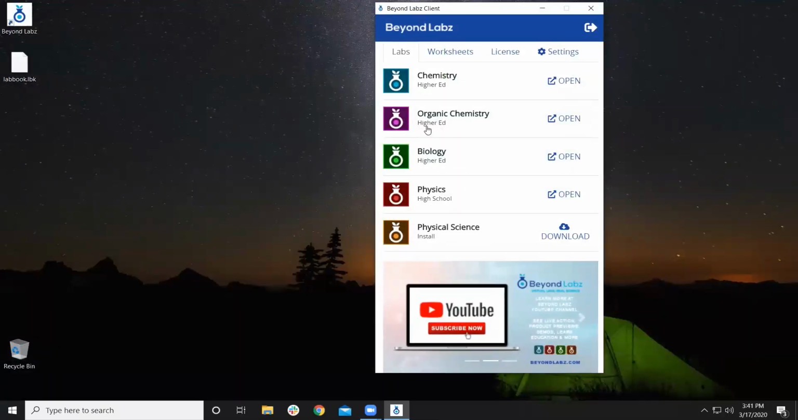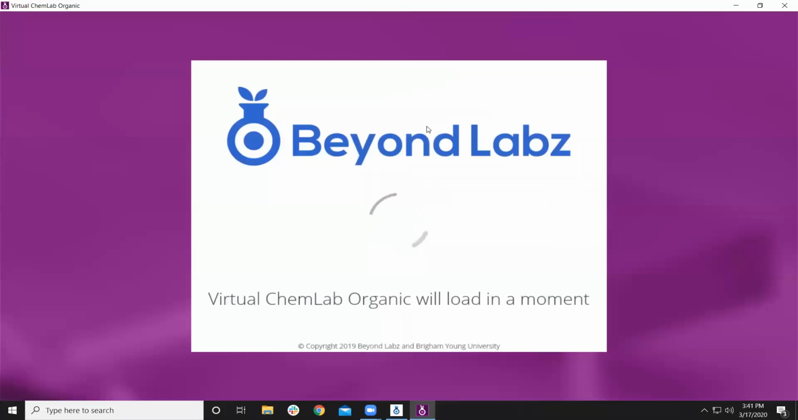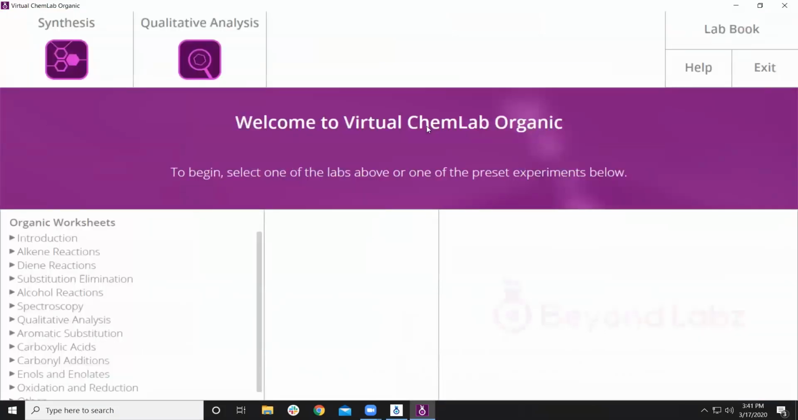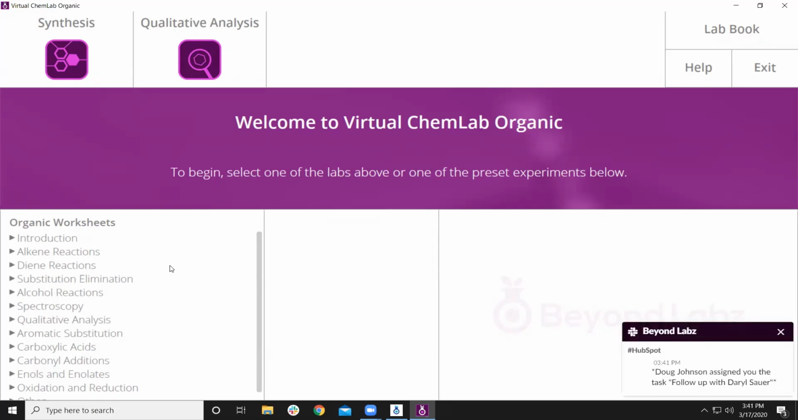Let's go do organic. Organic chemistry is divided into these 2 lab benches, synthesis and qualitative analysis. Organic chemistry tends to be a little bit more procedural than the other labs. They're still open-ended, but organic chemistry is more of these series of steps. I pick starting materials, I pick a solvent, I got to pick a reagent, I got to pick my reaction conditions, I got to do spectroscopy.